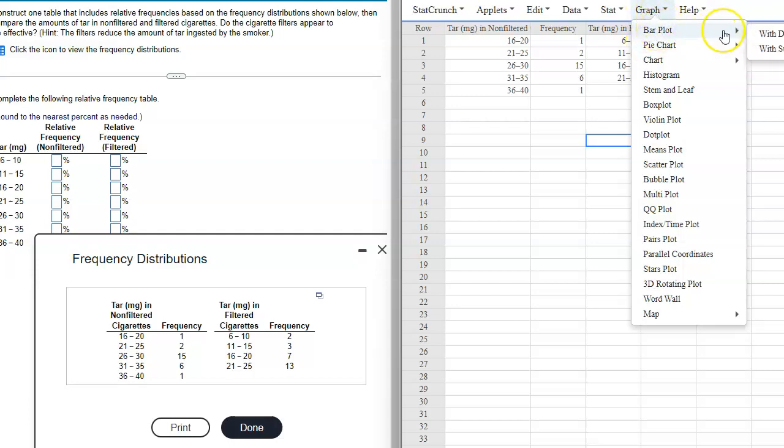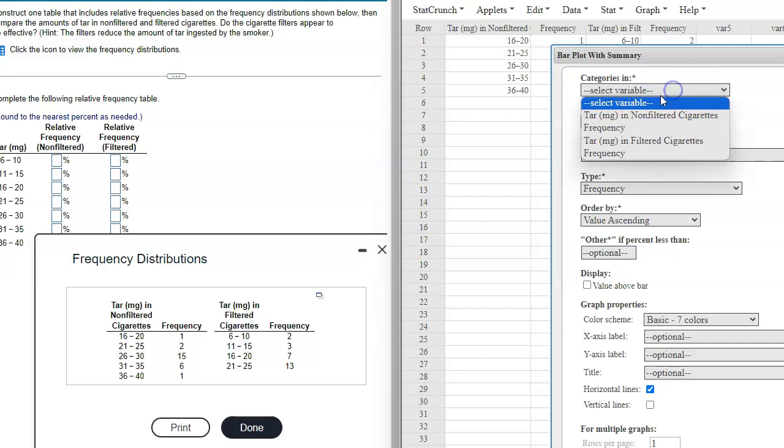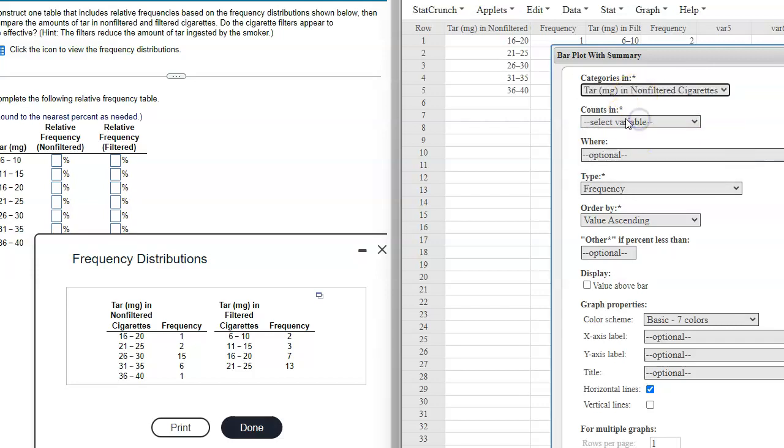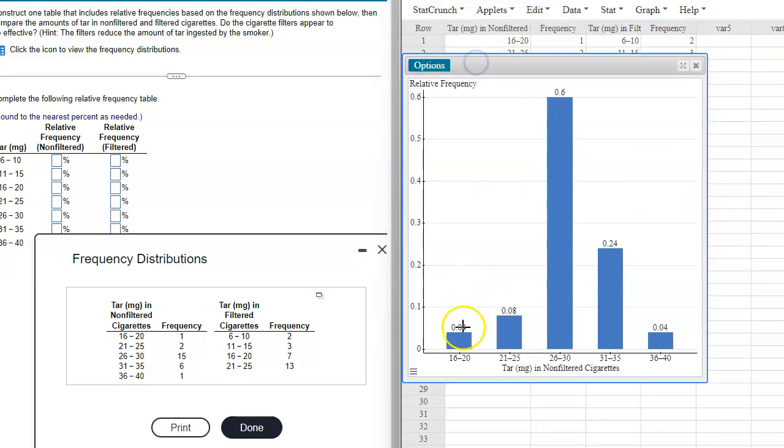So I'm going to go to Graph, Bar Plot, and I'm going to go to With Summary, because we have a summary of the data. The categories are in the non-filtered cigarettes, and the count is in the first frequency. If I'm going to do this for the first table, for the first non-filtered, it's in the first frequency, so pay attention to which frequency you select there. I want to make a relative frequency one, and I'm going to choose to show the value above the bar, because I want to see what the value is. And then down here in the corner, I'm clicking on Compute, and I get this nice bar graph here.